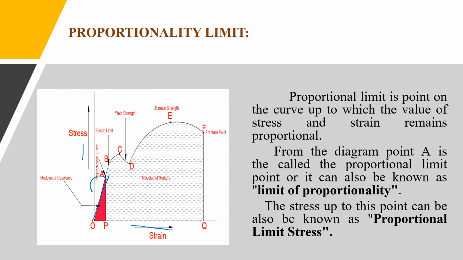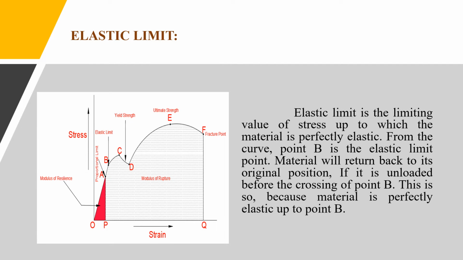Coming to the next stage, the elastic limit. In this figure, you can see point B is the elastic limit point. Up to this point B, the material will regain its original shape when unloaded. So this point is called the elastic limit. Up to point B, it is perfectly elastic from the origin to point B. The material will return back to its original position if it is unloaded before crossing point B.